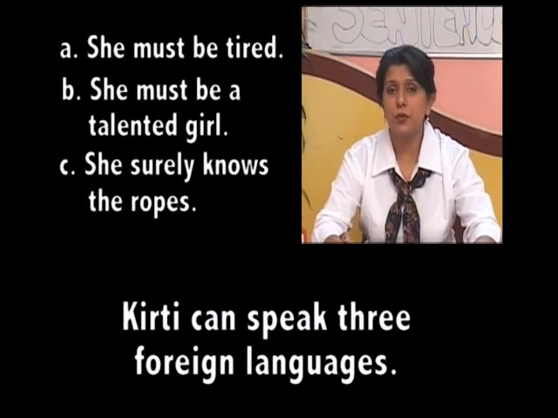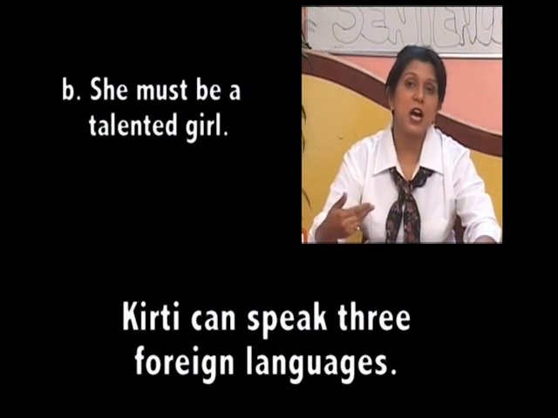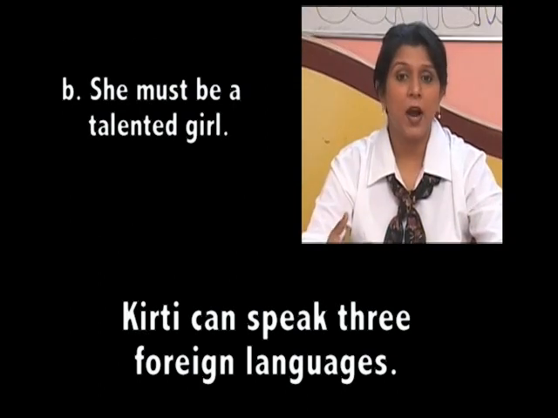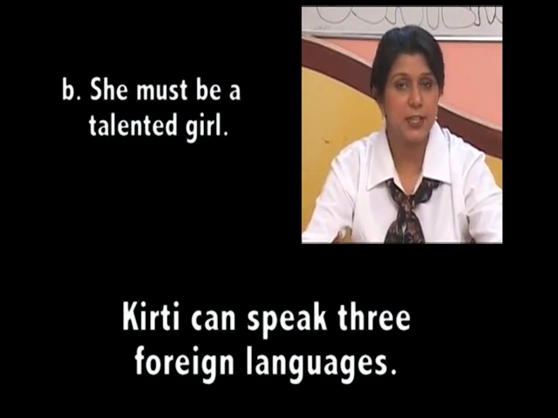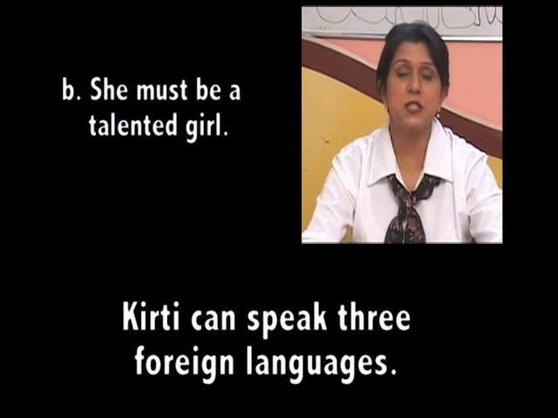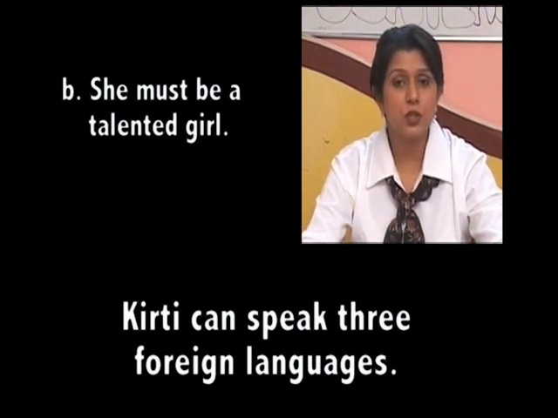Kirti can speak 3 foreign languages. What is the option that's correct? It is B. She must be a talented girl. Why B? Because you're appreciating the talent that she has. You can't say she must be tired. You also can't say she surely knows the ropes.